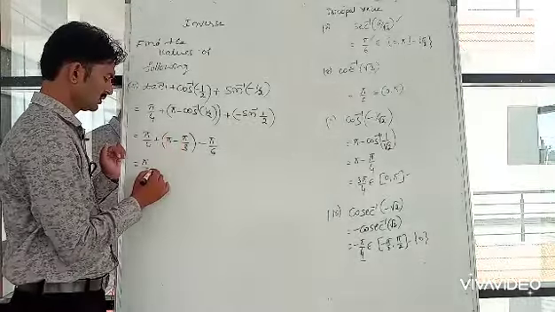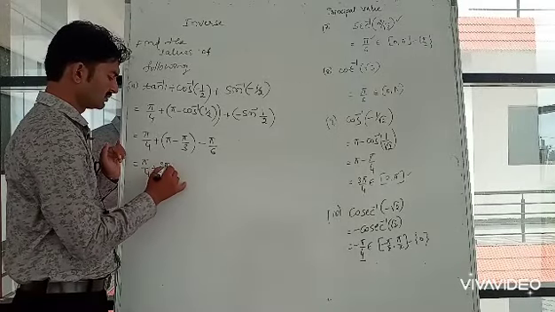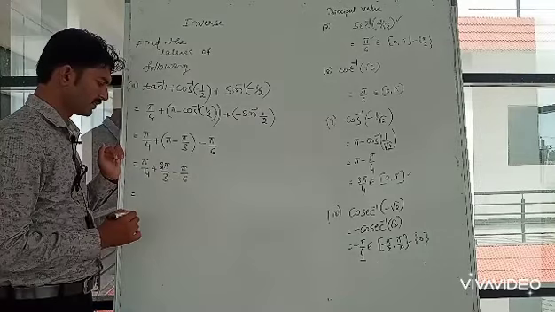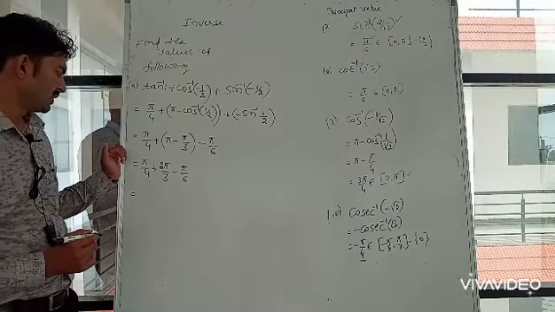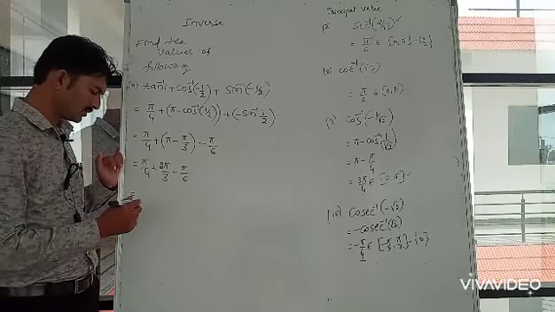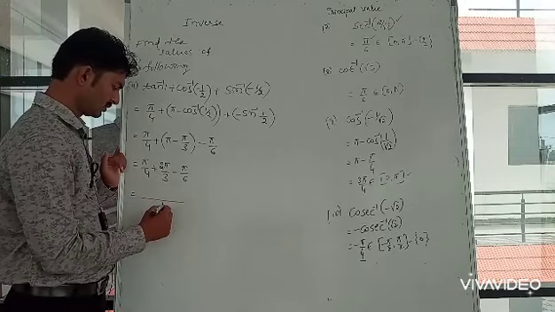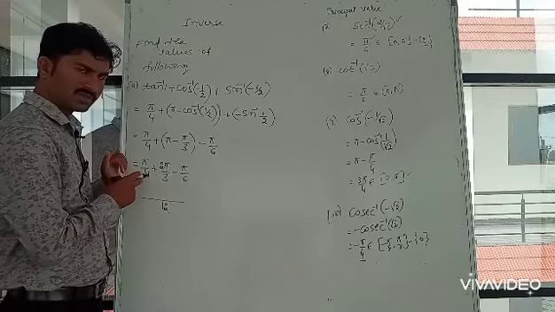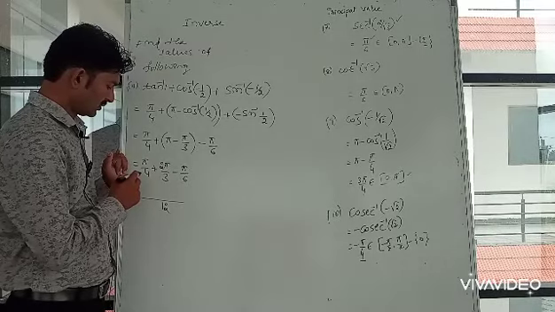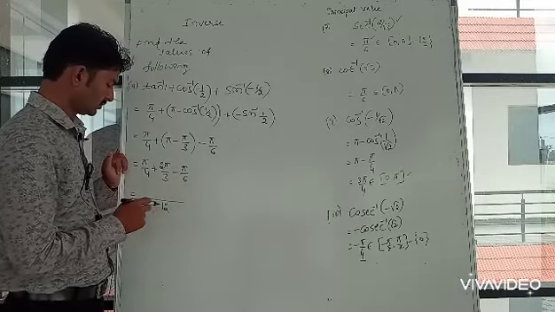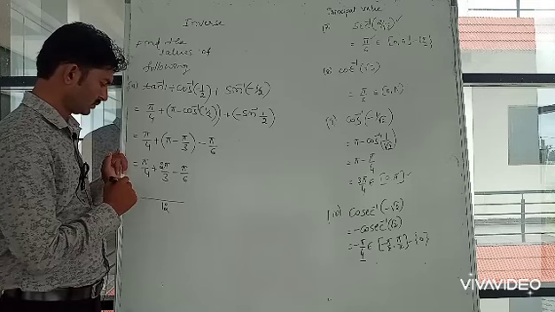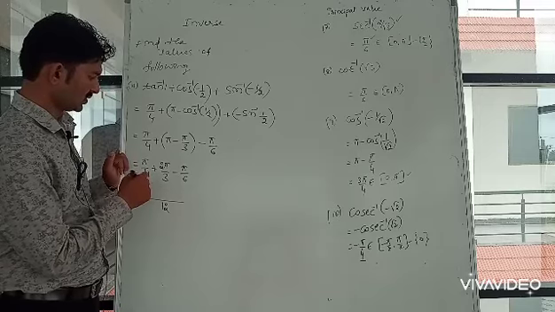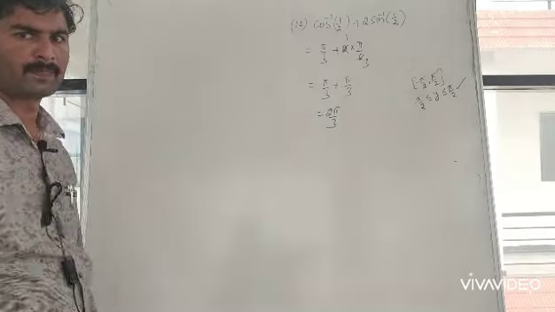If you simplify this, 2 pi by 3 minus pi by 6, take the LCM. What will be the LCM here? 4 3s are 12. LCM is 12, right? 4, 3 1s are 3, 3 2s are 6. Then you can consider 2 1s are 2, 2 2s are 4, 12.